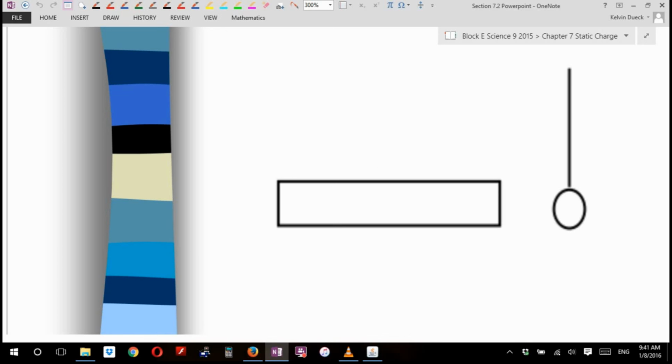So I started out with some extra negatives there, but the ball was neutral. So to show that the ball is neutral, I'm going to put 2 negatives, and I'm going to put two positives. Now, please understand, in real life, it's trillions of negatives and trillions of positives, but these are charge diagrams. We're going to just simulate what's going on.